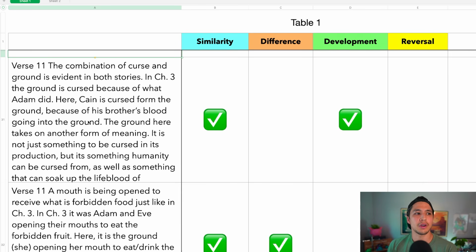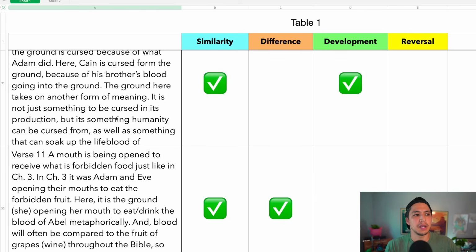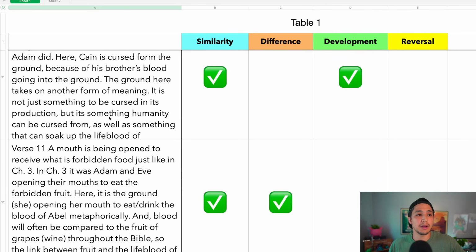The combination of curse and ground is evident in both stories. In chapter 3, the ground is cursed because of what Adam did. Cain is cursed because of what he did. The ground here takes on another form of meaning. It's not just something to be cursed, but just be thinking about creation. Creation in some context, depending on how it's used or how it's exploited, can be used for good or used for evil. It can stand as judgment against the wicked.